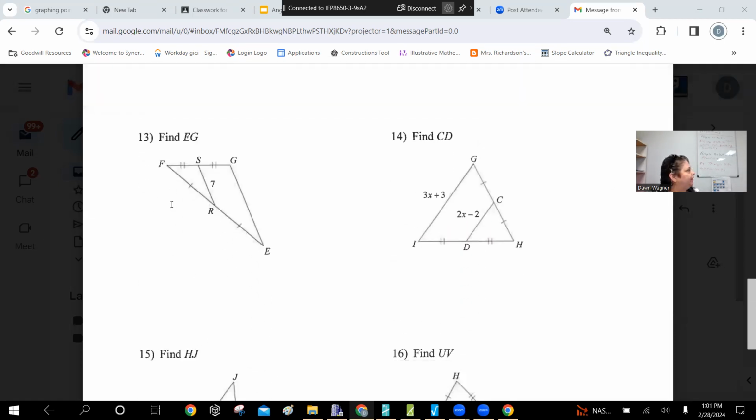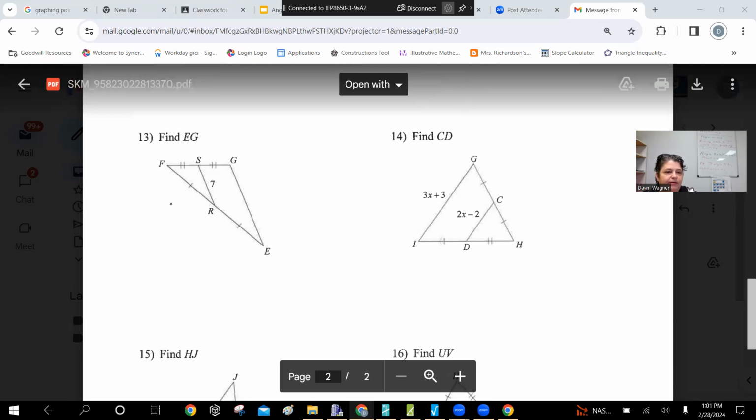Okay, over here, I have find EG. So that would be 14, because I was given the inside piece, so I double it and that will give me what this length is. So this would be 14.